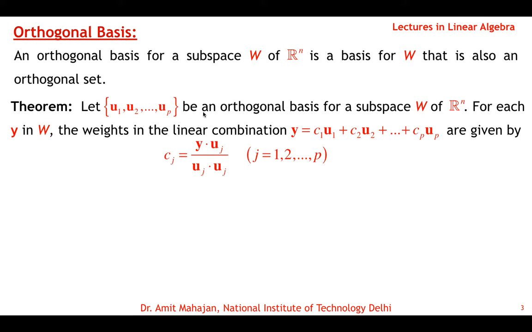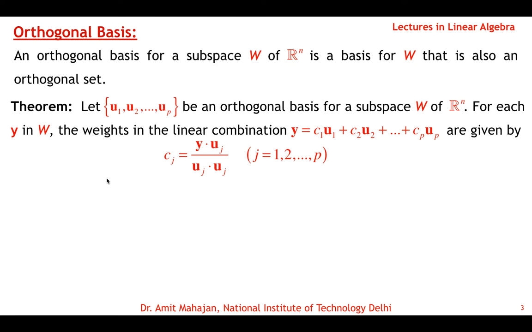But if this basis is orthogonal, then these weights can be calculated directly by this formula: the weight cj is the inner product of y with uj divided by the squared length of uj, that is, uj dot uj. And this is true for any j from 1 to p, so we can calculate all the constants c1, c2 up to cp.